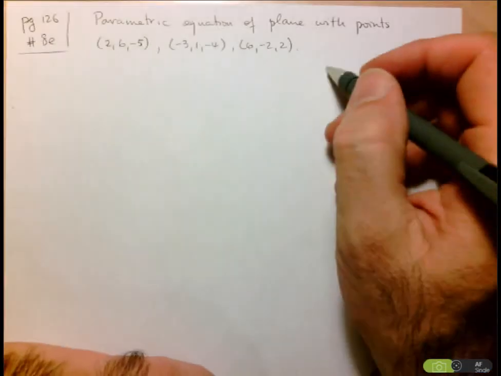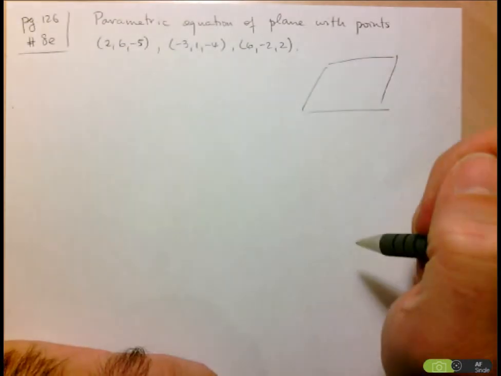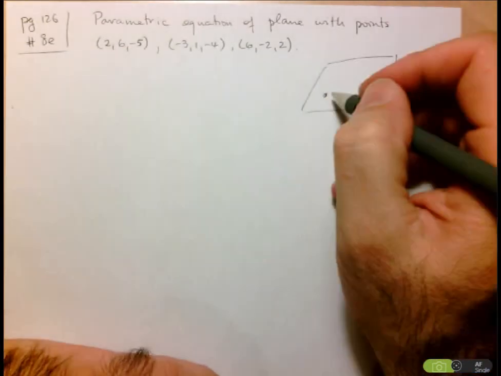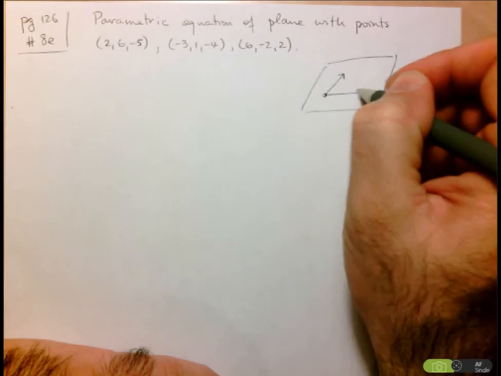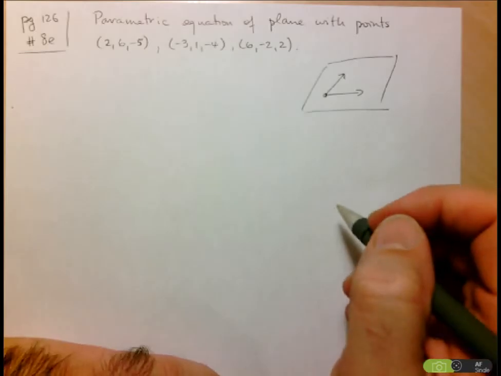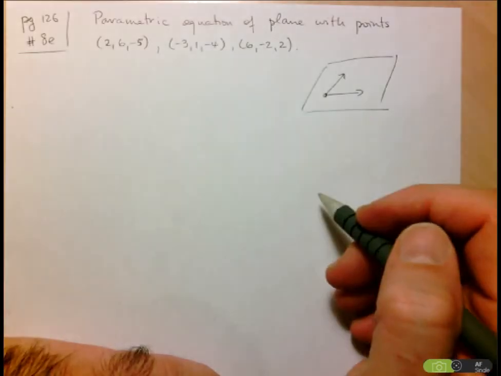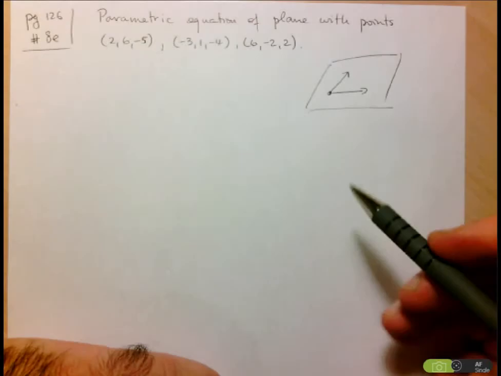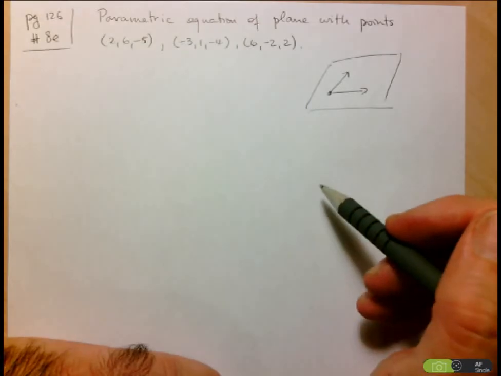So let's recall that for the equation of a plane, what we need is a point on the plane, and 2 vectors that are going to act as basis vectors, which we call our direction vectors. Here we have 3 points, so you can use any one of these 3. And what we need to do is create 2 direction vectors.